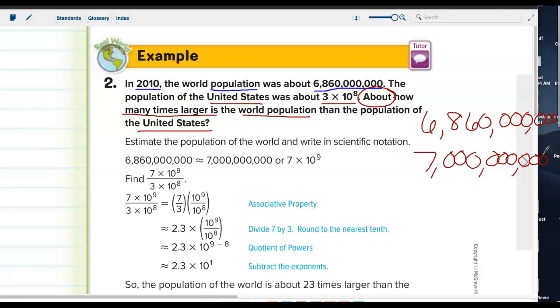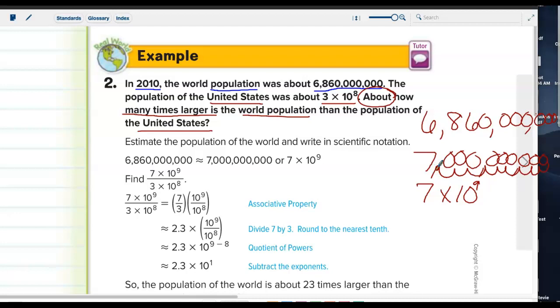Let's put that into scientific notation. Put that into scientific notation for me. Caitlin? To the 9th. Because remember, you have to move your decimal place until you have a number that is between 1 and 9. So therefore, you have to move it 9 times. So 7 times 10 to the 9th.